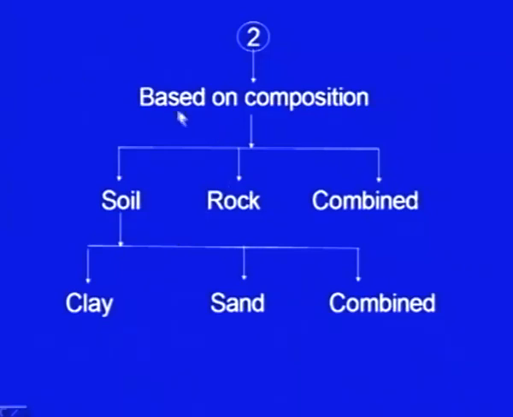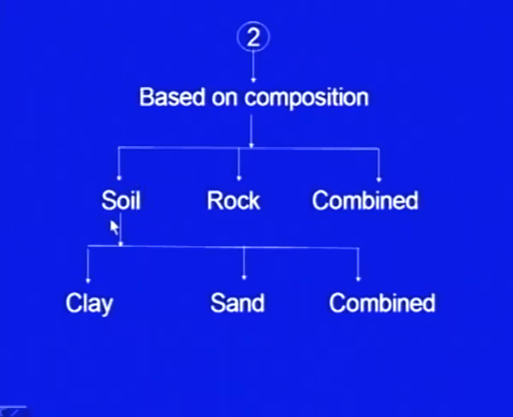Now, the second category of civil engineering slopes is based on composition, and based on composition I divide them into three parts. There may be a slope which is composed of soils only, there may be a slope which is composed of rocks only. This particular course will be mainly concerned with soils, or there can be a combination of both of them. For example, in case of landslide problems, it is not enough that you know soil mechanics, you have to know the principles of rock engineering also.